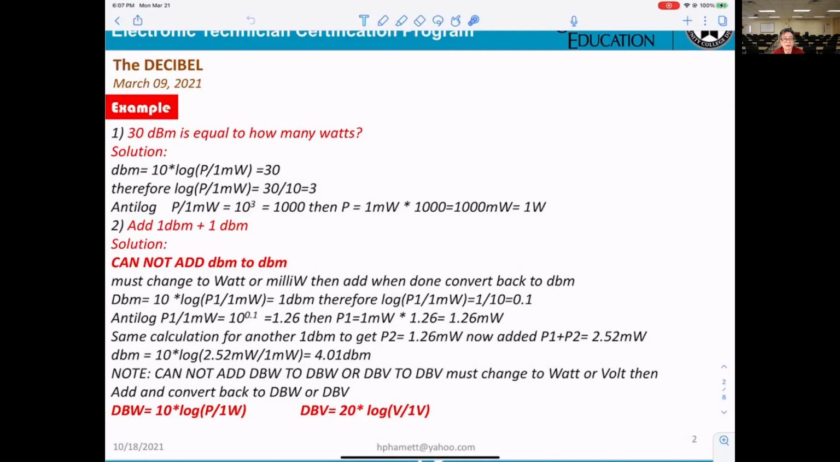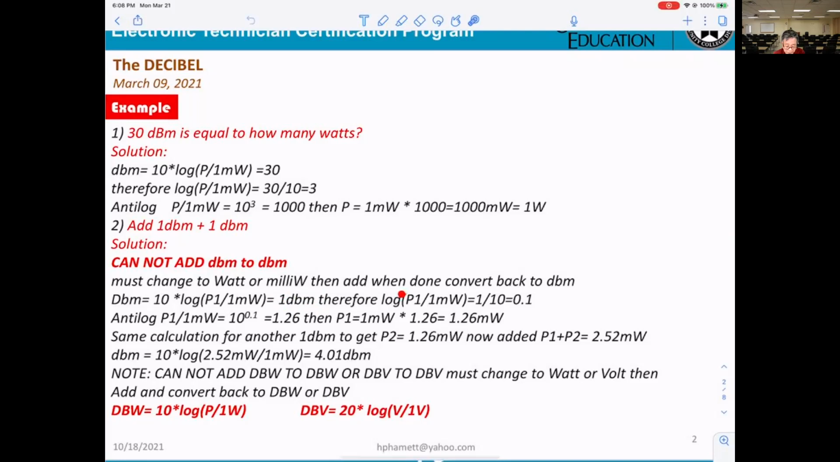Now you see how they did it. Okay? Cannot add dBm to dBm. Convert to watt or milliwatt, then add. When it's done, convert it back to dBm. So now, dBm equals 10 times log of P1 divided by 1 milliwatt, and that equals 1 dBm.